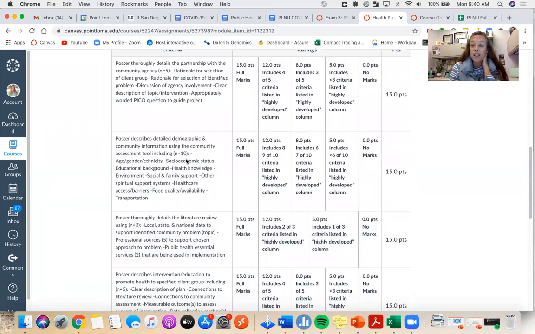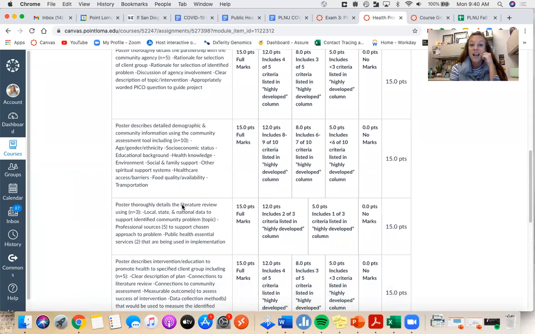The second section is basically your community assessment. Remember, you did that way back when, your windshield survey at the beginning of the semester. You're going to take that information and pull out the data that you've collected that is associated with these 10 different categories. Bullet point those. Always remember to cite your sources.